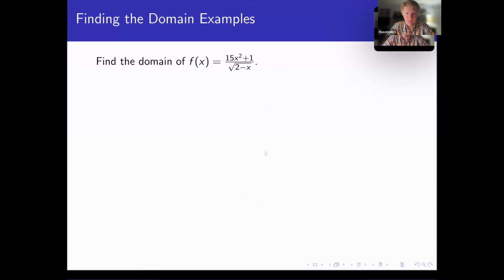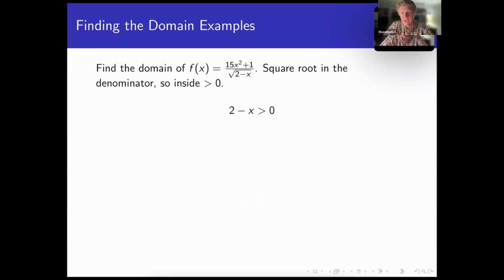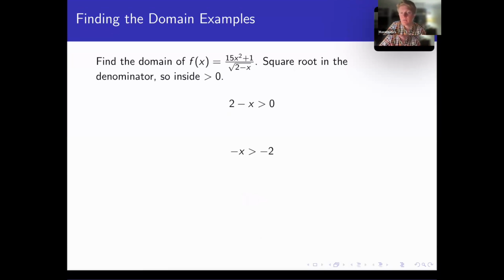Okay. 15x squared plus 1 over the square root of 2 minus x. Same thing. There's just a square root in the denominator. We just want to make sure the inside is greater than 0. We don't want it to be equal to 0. It has to be strictly greater than 0. Alrighty, well, we can subtract 2 on both sides.